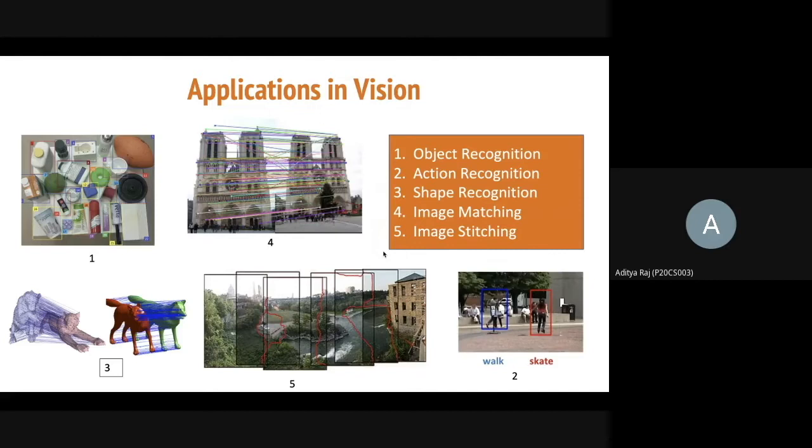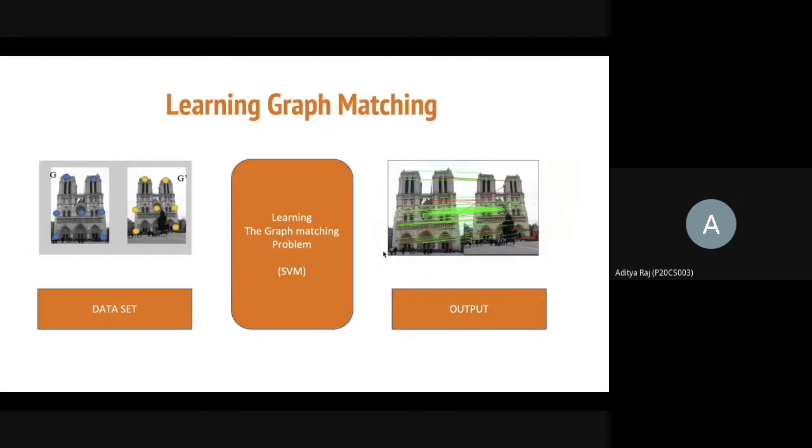The fifth one is the image stitching application, where you have different snapshots of a scene, and you want to connect those snapshots together to form a complete panorama. You can use a graph matching algorithm to perform this image stitching, and you can get this panorama image. Okay, so moving on to the next slide, learning graph matching.